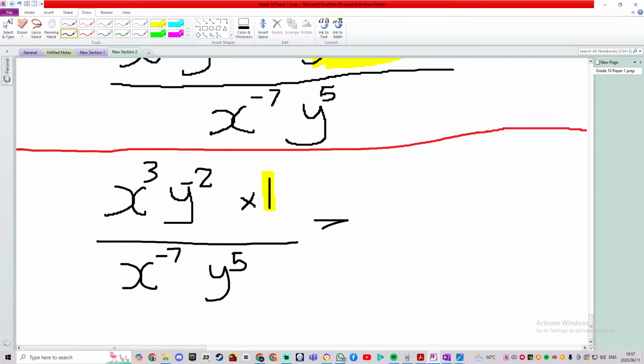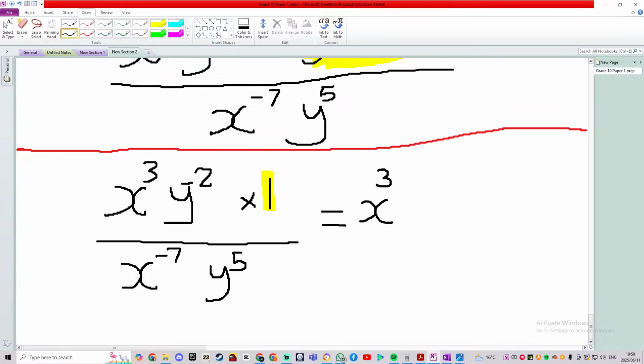And I'm going to put equals to. Okay. Now when I am dividing, I look for, firstly, the same basis. So I have x in the top, x at the bottom, and I have y at the top, y at the bottom. So when I'm dividing, I have the same basis, so I know that I keep the basis as it is.